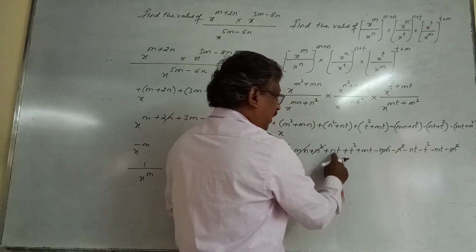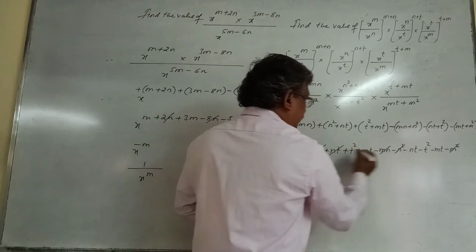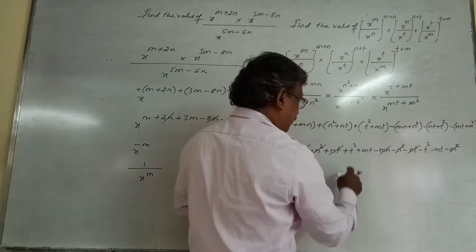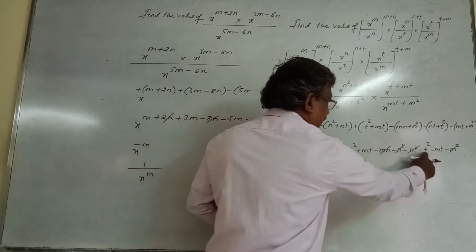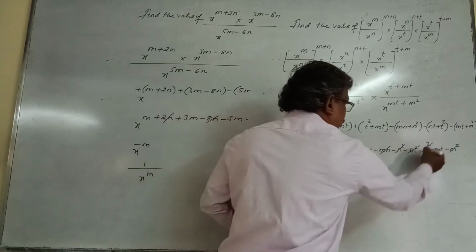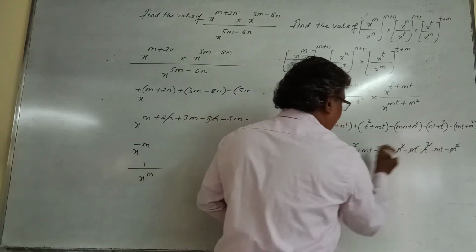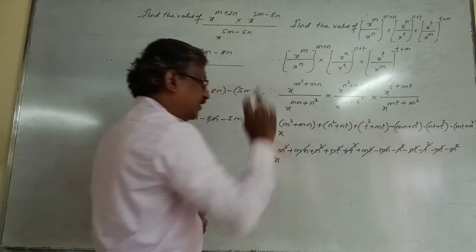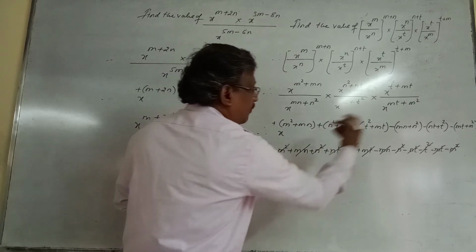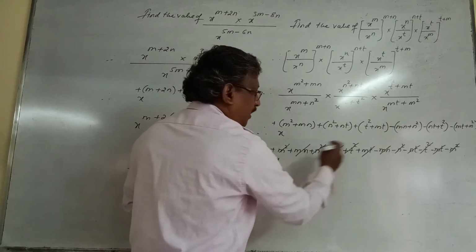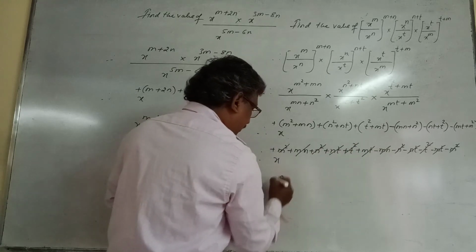This is plus nt and this is minus nt. So plus nt minus nt also get cancelled. Next one is t square. So here there is plus t square and this is minus t square. Plus t square minus t square also get cancelled. This is plus mt and this is minus mt, this also gets cancelled. Means everything gets cancelled, right? Means ultimately m square minus m square is 0, mn minus mn is 0, n square minus n square is 0, like that. So ultimately the value comes to how much?